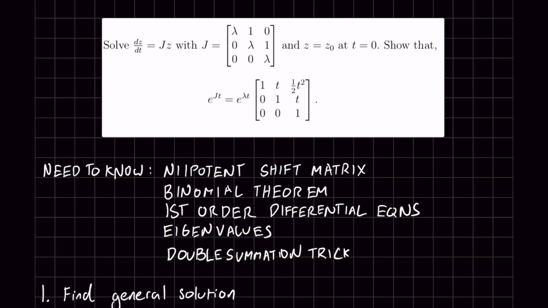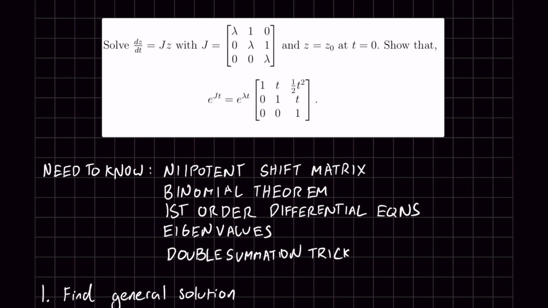All right, so over here, we're trying to solve a first order differential solution to a 3 by 3 Jordan matrix. What does this mean? Well, the question here is given: solve dz over dt equals Jz, with J being this matrix, which is called the Jordan, and z equals z0 at t equals 0. Okay, that's standard. Show that e to the Jt equals this solution.